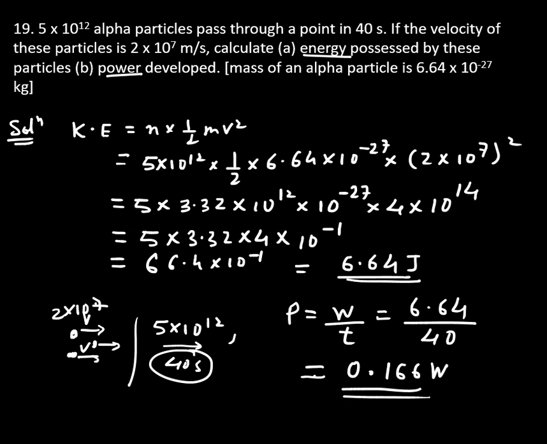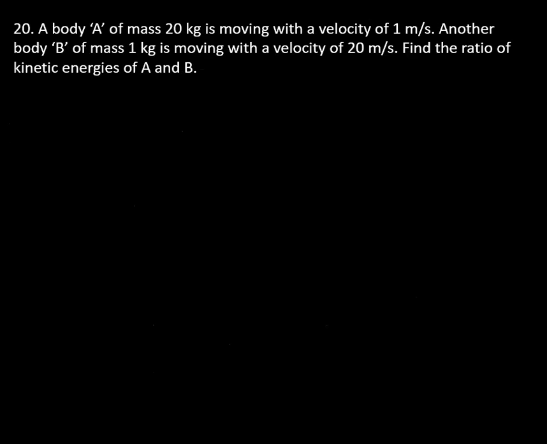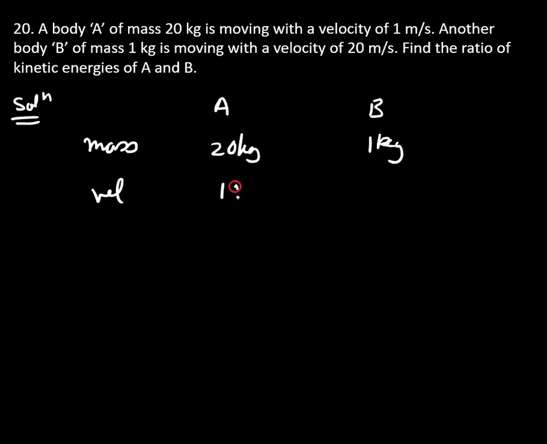Okay, let's go to one more question. Here is another question. This is similar to what we have done before. So this is a body of mass A, another body B, and the mass of body A is 20 kilograms and body B is 1 kilogram. Body A moves with a velocity of 1 meter per second, and body B moves with 20 meter per second. Find the ratio of the kinetic energy.